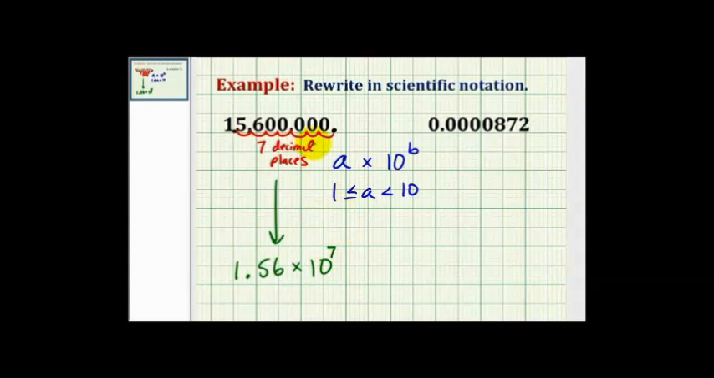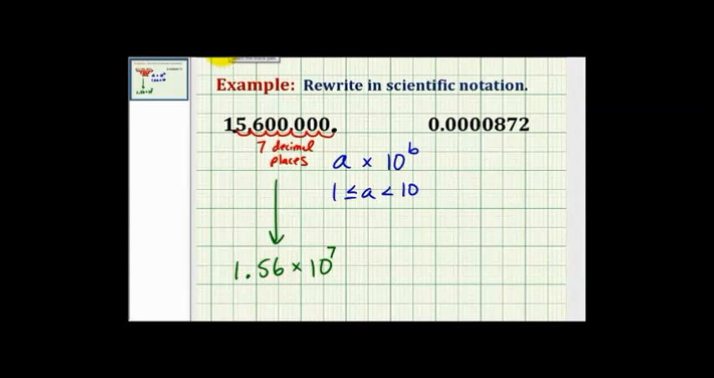Now sometimes it's difficult to remember whether this exponent should be positive or negative, and here's an easy way to remember. If we start with a large number, like we did here, 15,600,000, in order for this to equal a large number, this exponent here will have to be positive. Multiplying by a positive power of 10 will make 1.56 larger.